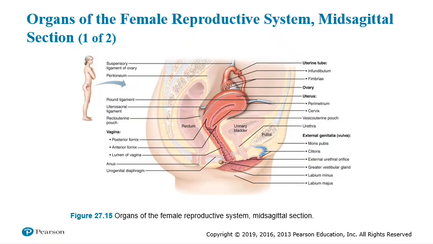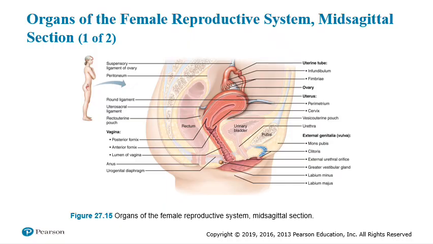The reproductive role of the female is more complex, and it's because of pregnancy. The ovaries are actually the female gonads because they produce the female gametes, which we call ova, and they secrete the female sex hormones estrogen and progesterone.